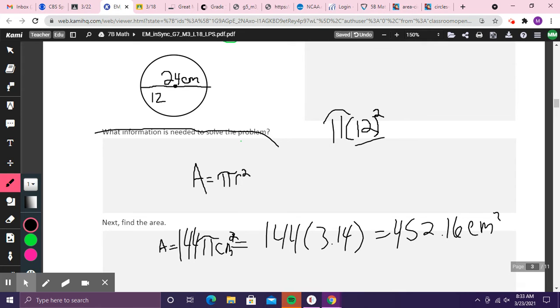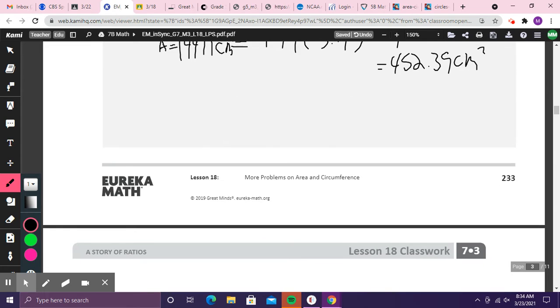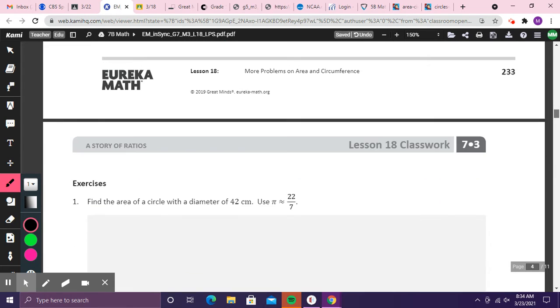Who used the pi button? Adrian, what'd you get? 452.39. I rounded. Okay, 39. So that would be if you use the pi button. Is that what you got? Yeah, okay. So you get different answers now. They're relatively the same, but Adrian's would be a little more exact. Okay, let's go ahead and move on down.